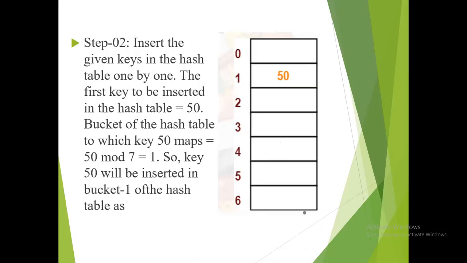Next, insert the given keys in the hash table one by one. The first key to be inserted in the hash table is 50. The bucket of the hash table to which key 50 maps is 50 mod 7 equal to 1. So key 50 will be inserted in bucket 1 of the hash table.